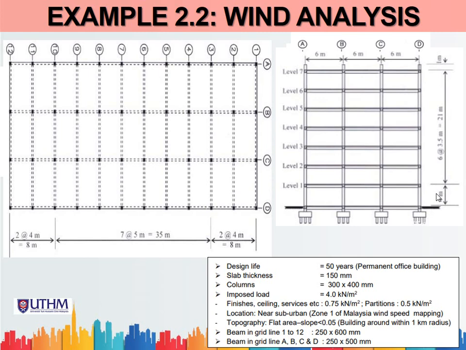Okay, and this is the height for each column. The ground column is 4 meter, then 3.5, 3.5, 3.5 from the second level up to the 7th level. Each column height is 3.5, and the total height H is 25 meter. Floor 4 plus 3.5 multiplied by 6 equals 25 meter.